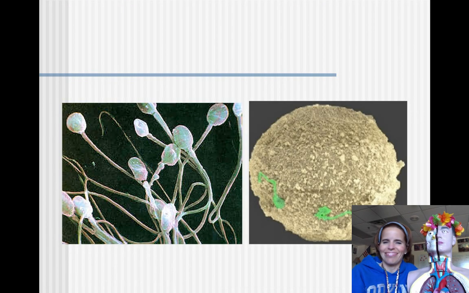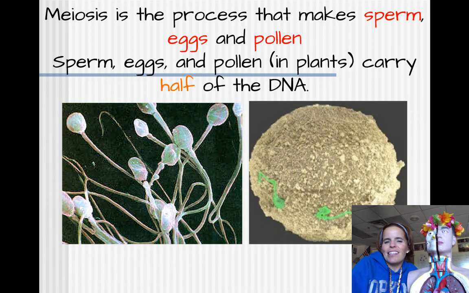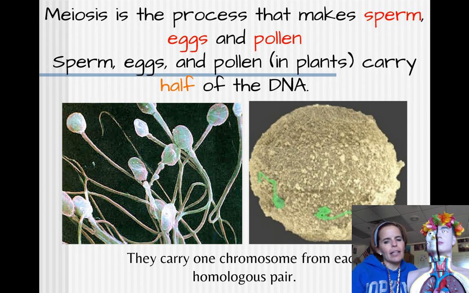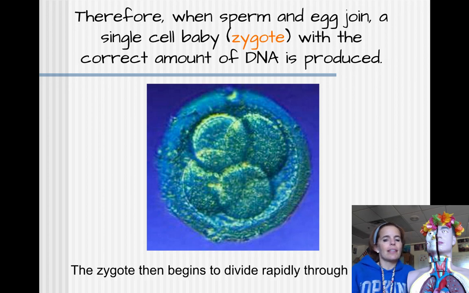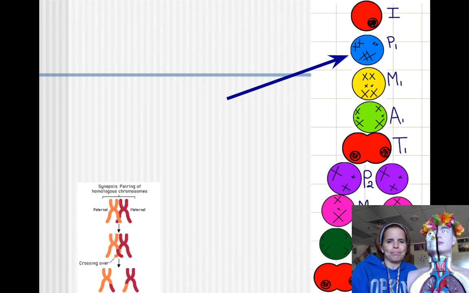Let's learn more. All right, meiosis is the process that makes sperm, egg, and pollen. And sperm, egg, and pollen in plants carry half the DNA. That way, when they come together, they produce a baby that has the right amount of DNA, called a zygote. So on your notes, you're supposed to write in the word zygote. So when sperm and egg join, a single cell baby called a zygote with the correct amount of DNA is produced. The zygote then begins reproducing rapidly through the process of mitosis. It was meiosis that made the sperm and egg, mitosis that allows the baby to grow.